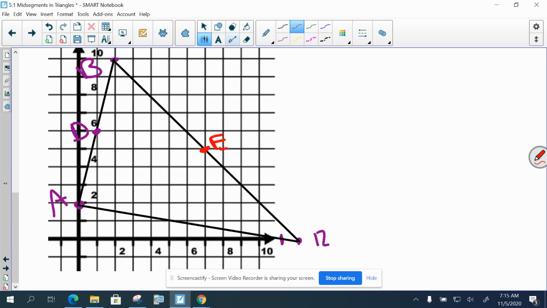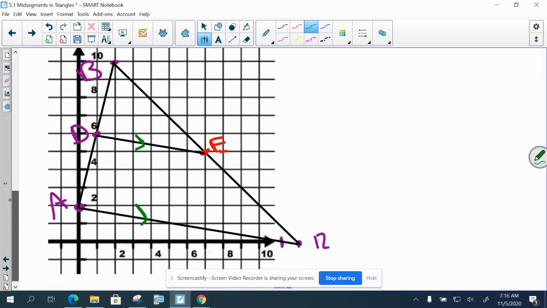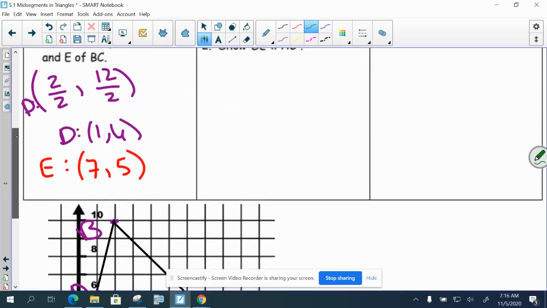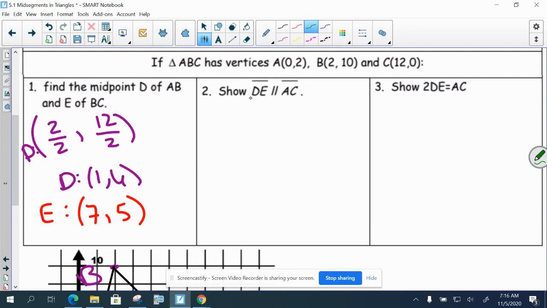Then let's go ahead and connect the points for D and E, and that would be the mid-segment. So now we also know that the mid-segment is parallel to the opposite side. It would be parallel to AC. Here it asks us to show that DE is parallel to AC.